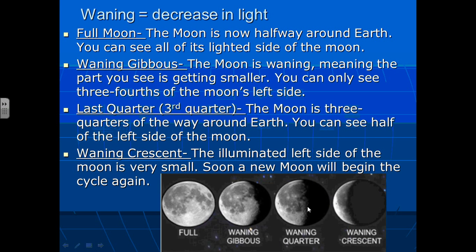Waning crescent is the last moon phase. The illuminated left side of the moon is very small. This will soon become a new moon.